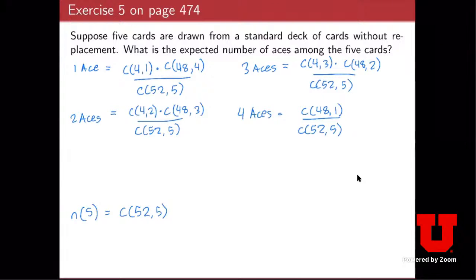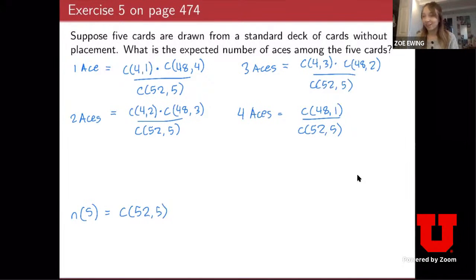I think we have to time them with their... I'm not sure. Yeah, there's multiplication, so you're partway there. So we just want to multiply each of these probabilities by their value. I'm not totally sure that's the right term, but if there's 1 ace, we multiply the probability of getting 1 ace by the number of aces.